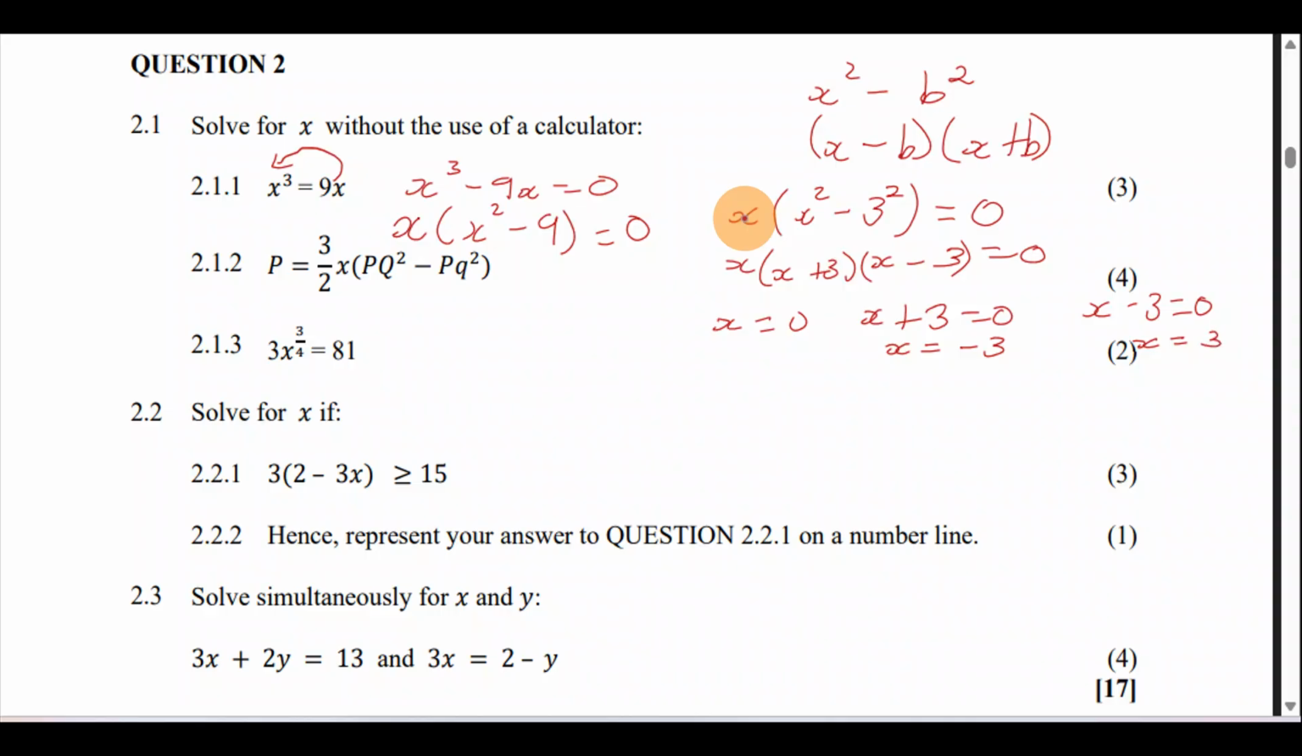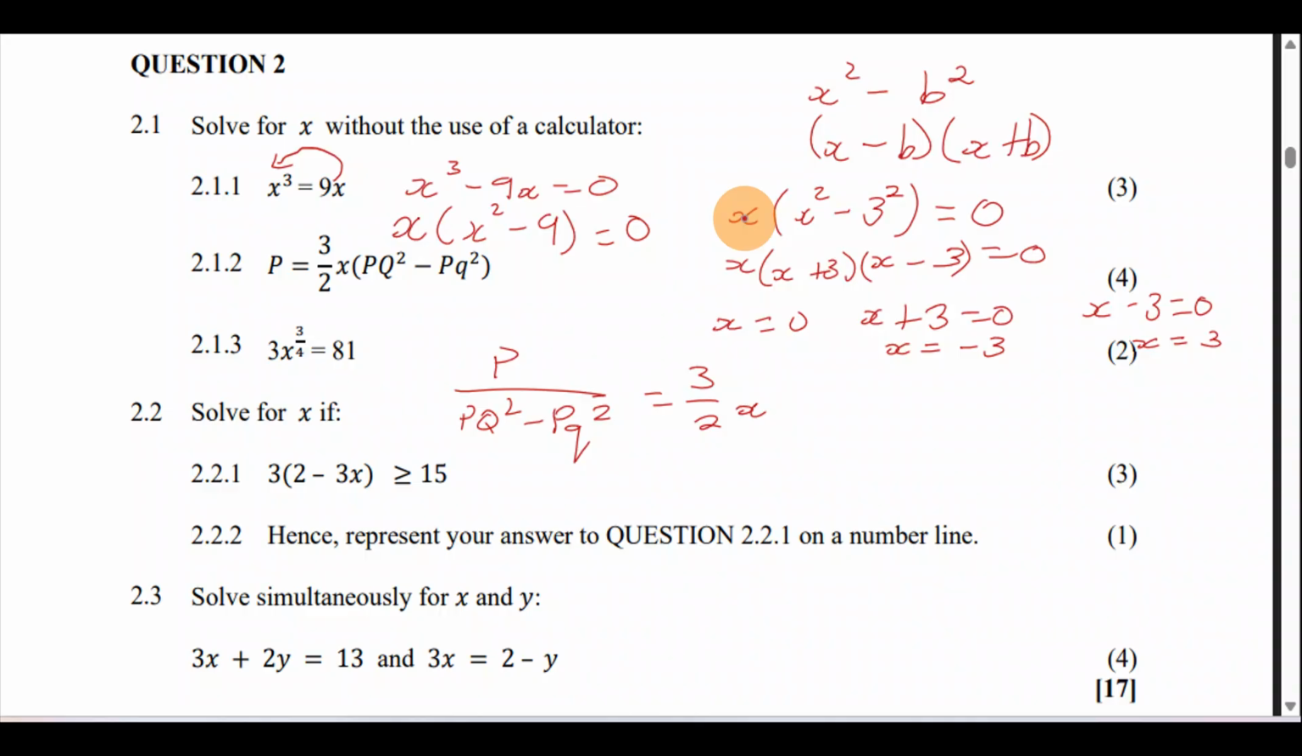Okay. Now, p is equal to 3 over 2x, open bracket, pq squared minus pq squared. We want to solve for x, meaning we want to leave x alone. So the first thing we're going to do is divide both sides by the pq squared minus pq squared. So we now have p over pq squared minus pq squared is equal to 3 over 2x. Do you see that p is common in the denominator?